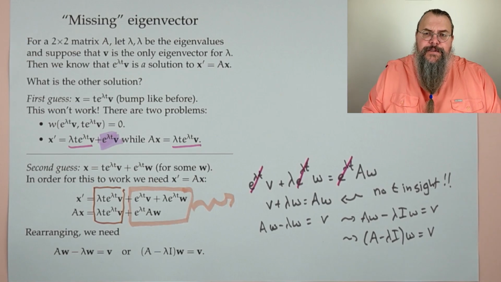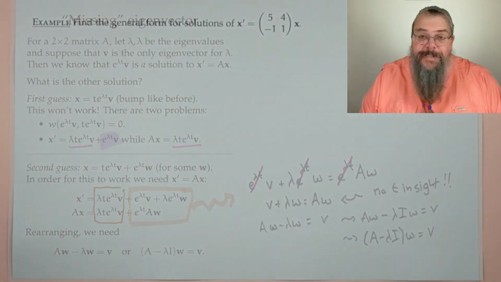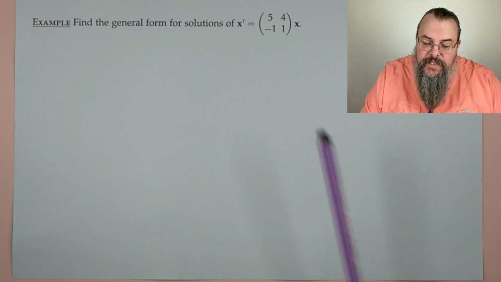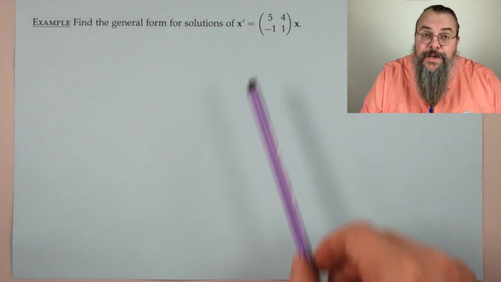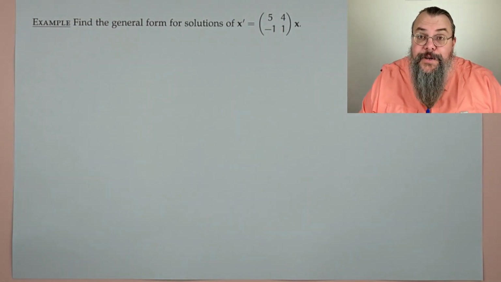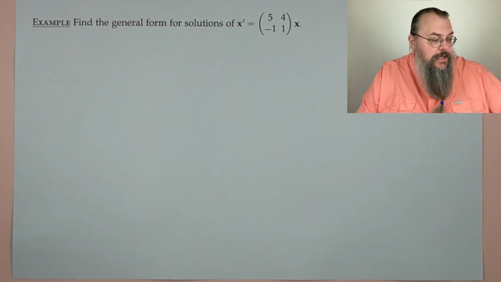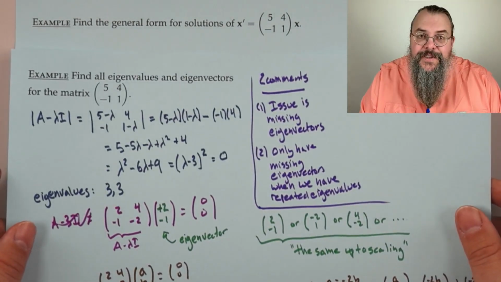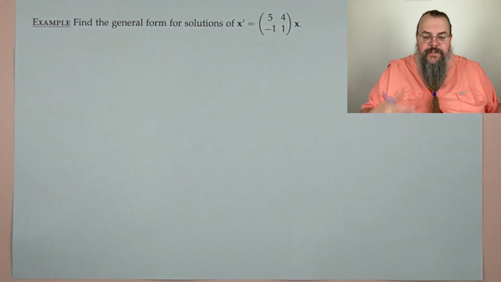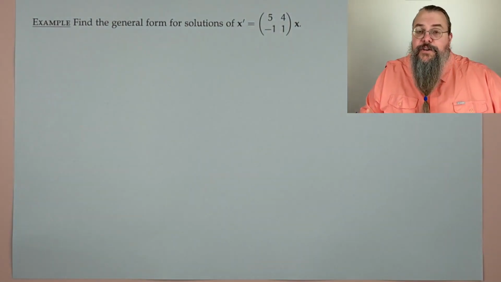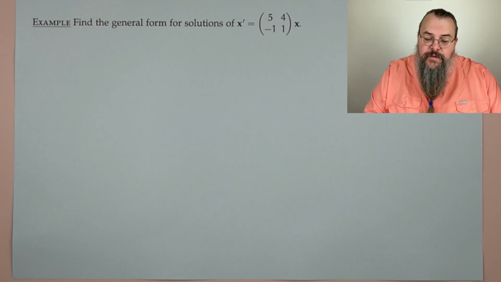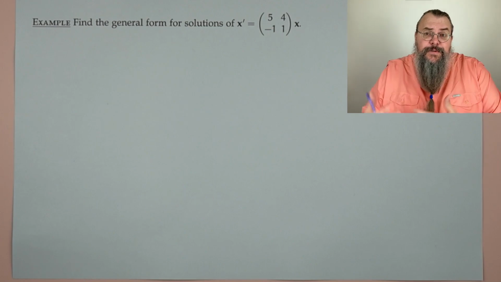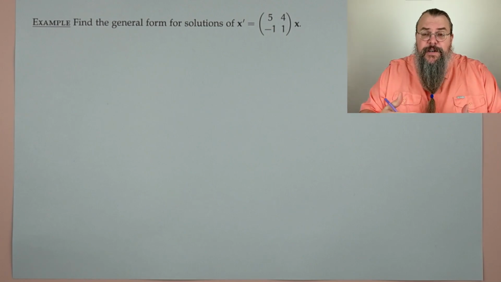All right, maybe it's time for an example. So let's go back to something we were working on. This matrix here, 5, 4, minus 1, 1, might look familiar. Yeah, it should be. In fact, it's the same matrix we were working on previously. So we actually know a lot about it. And so our goal is to say, find the general form for solutions of x prime equals 5, 4, minus 1, 1, x.